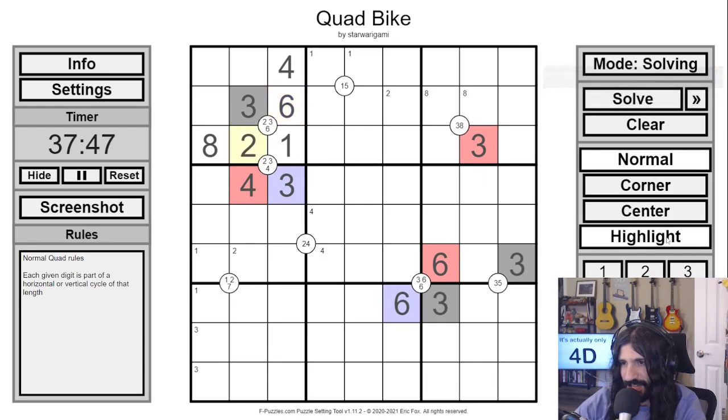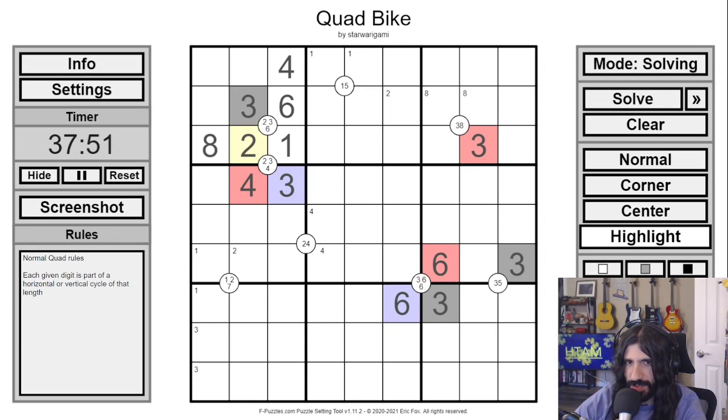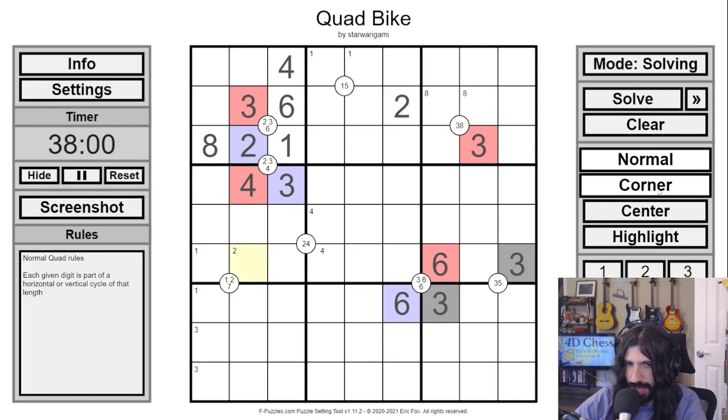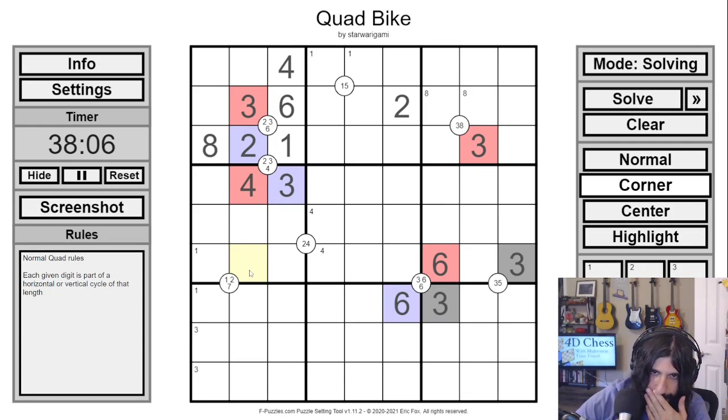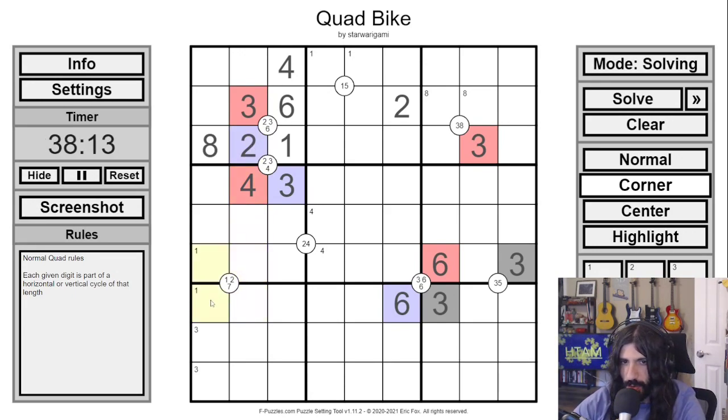Okay. And so this is part of a vertical cycle, which means that this is part of a horizontal cycle, which means that this is a 2, which means that this is not a 2. I mean, it could be, I guess. No, it can't be. There's already a 2 here. So one of these is a 2. One of these is a 1 and the other is a 2.